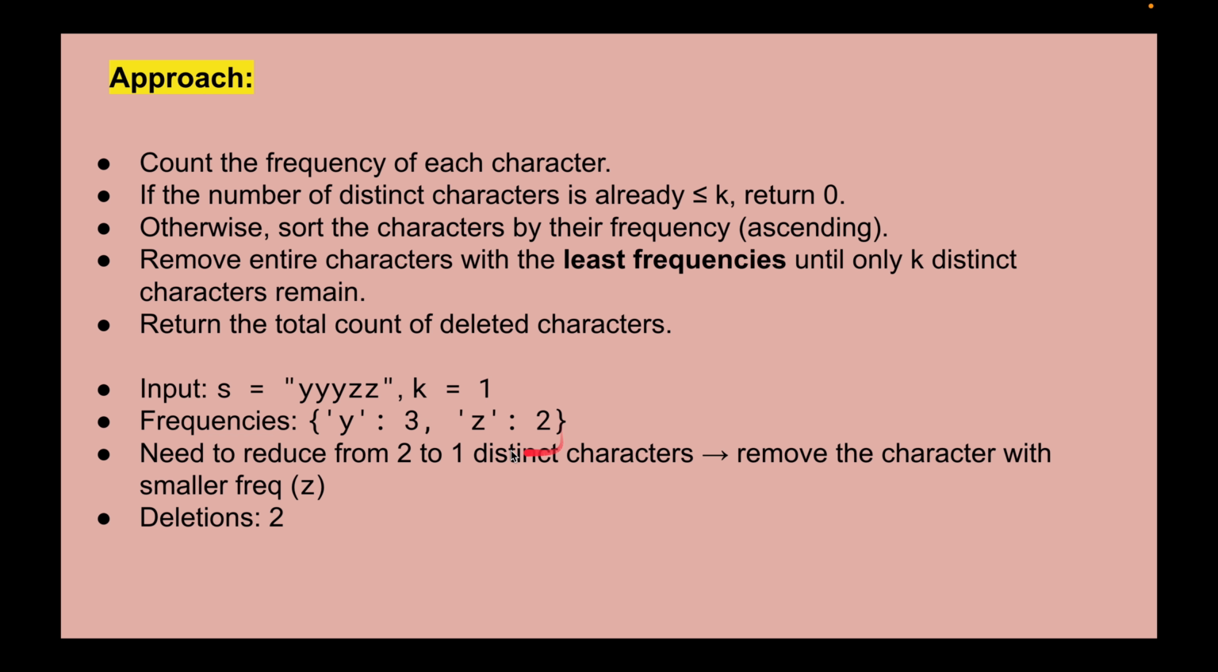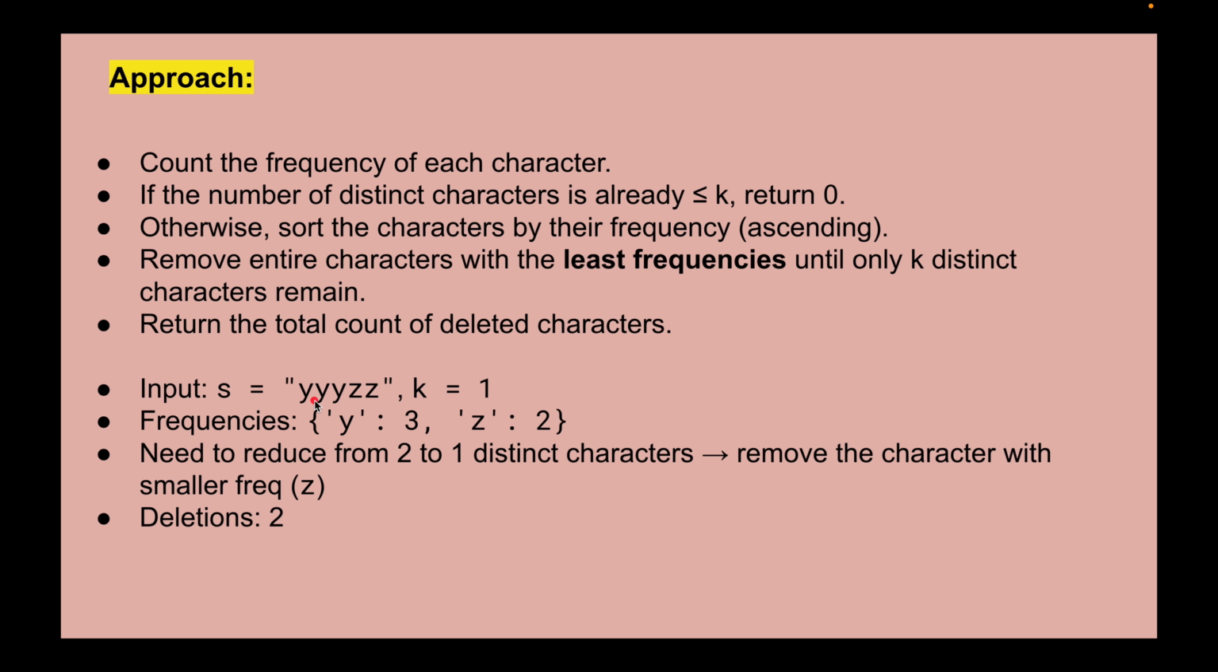You can see here, we have to remove the least frequent characters until k distinct characters remain. And we return the total count of deleted characters. If we remove this, it will remove this, if we remove this, it will remove this. So how many times do we have to do this? After that only y will remain.